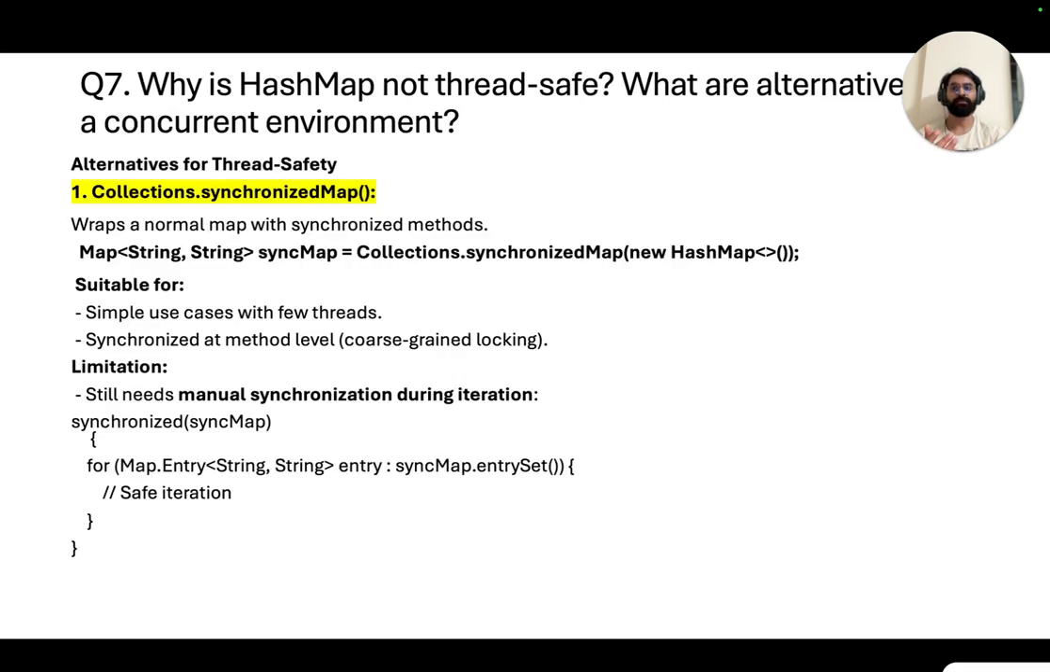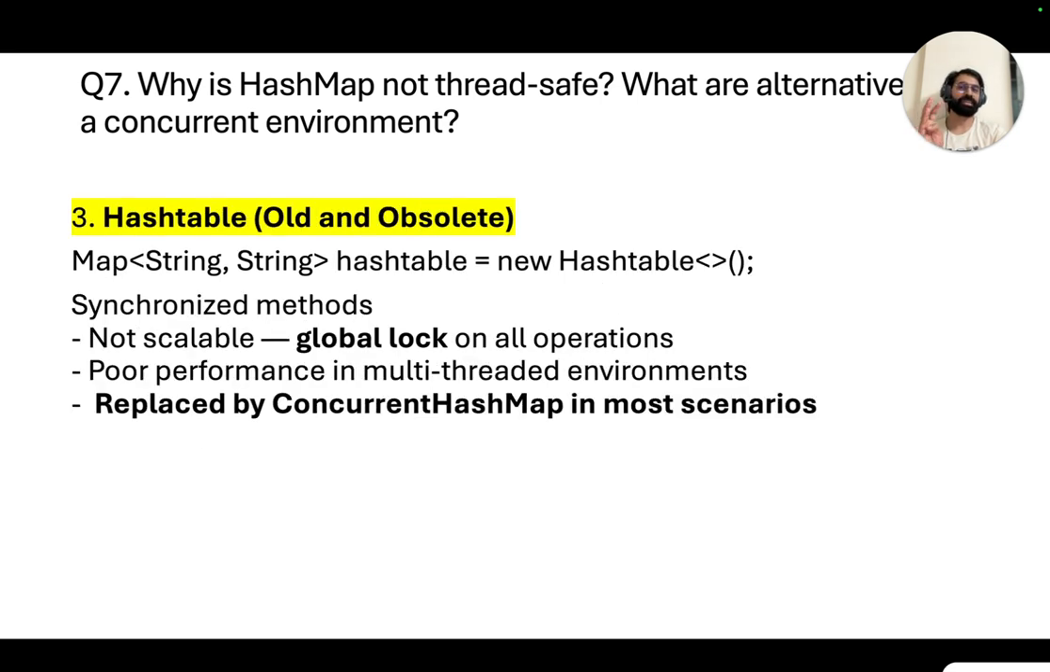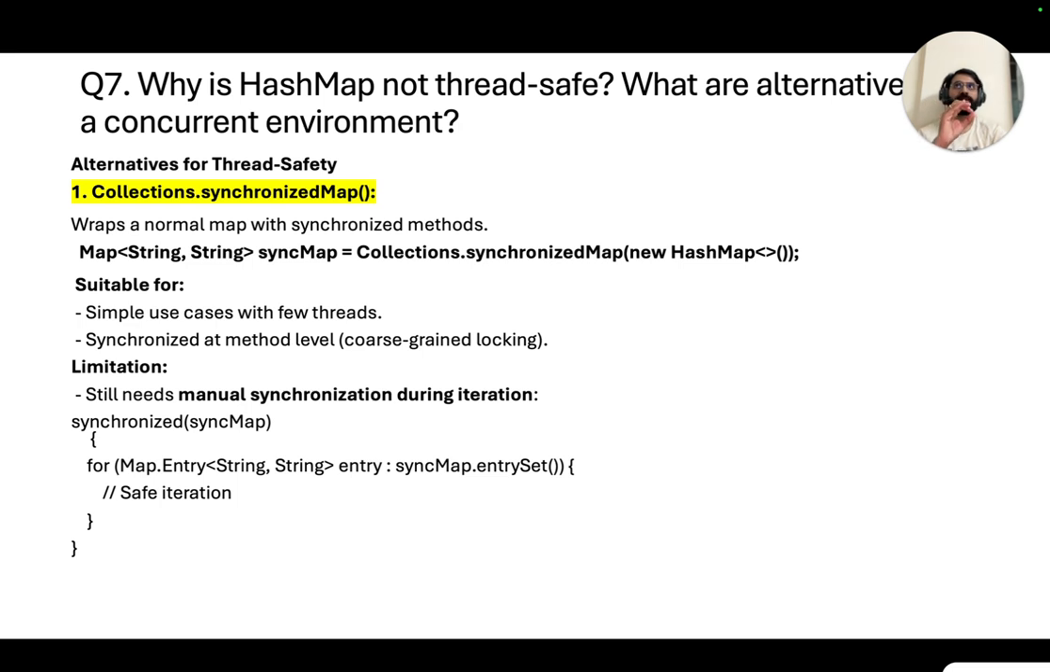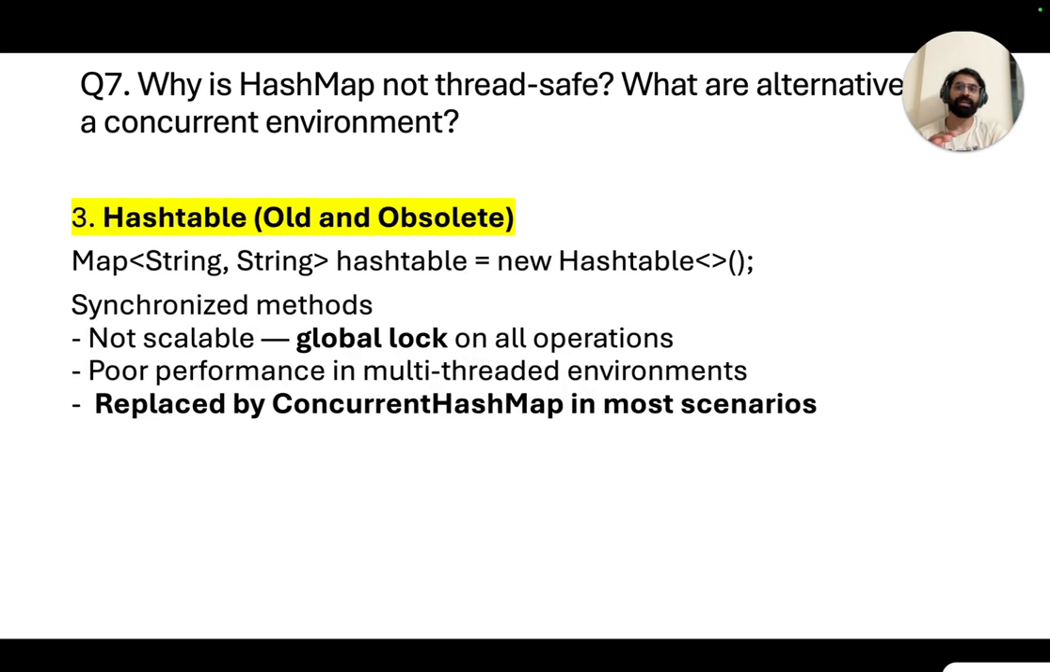So how can you handle this? Again, the next question may come. You can handle this by using Collections.synchronizedMap. First, Collections.synchronizedMap. Second, you can use ConcurrentHashMap. Third, you can use Hashtable. So these are the three ways you can use. If you have to use HashMap in a multi-threaded environment, then in place of HashMap, try to use Collections.synchronizedMap or ConcurrentHashMap or Hashtable.